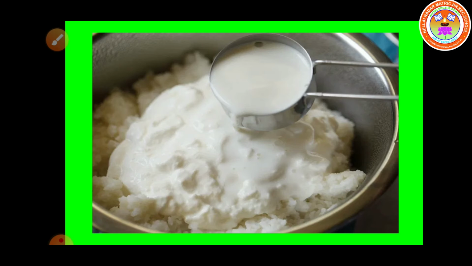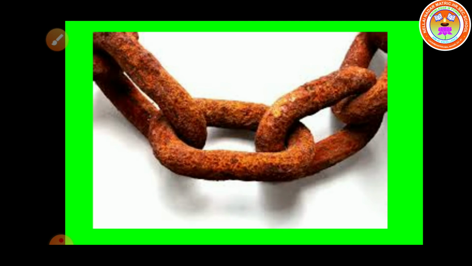Second example, milk turns into curd. Once we get the curd, we cannot get the milk from the curd again. Once the milk changes into curd, we cannot reverse it. That change is called irreversible change. So, change of milk into curd is an example for an irreversible change.